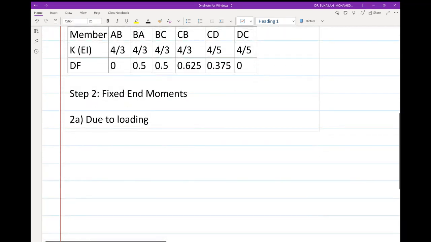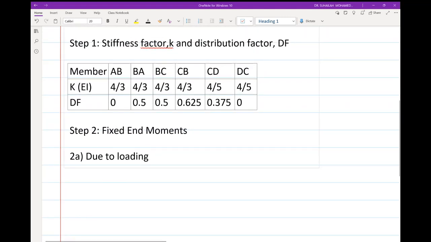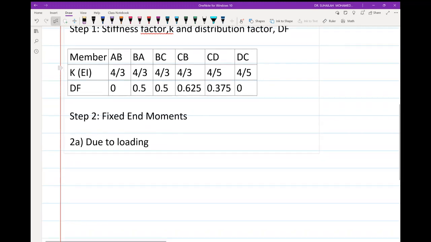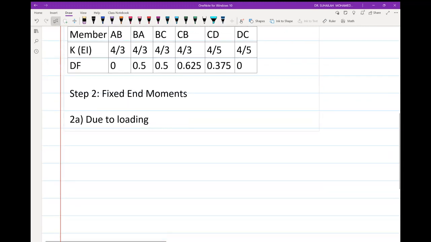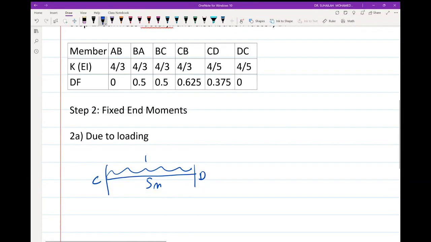Okay. And remember, when we calculate fixed end moment, we just need to assume that both ends are fixed. Due to loading, we have member C and D. It is UDL, 5 meter, and the loading is 10 kilonewton per meter.